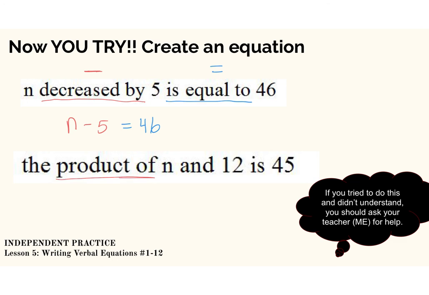The product of means to multiply. So I'm going to use a dot here. And is means equal sign. So the product of n and 12. So I'm going to actually write 12n because in math, when we are multiplying, we always put the number, then the letter. And I'm going to use a dot. Is equal to 45.